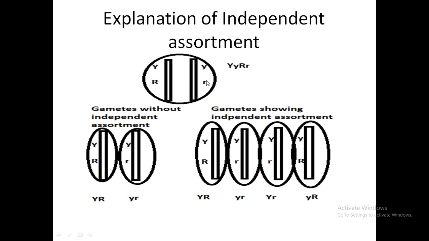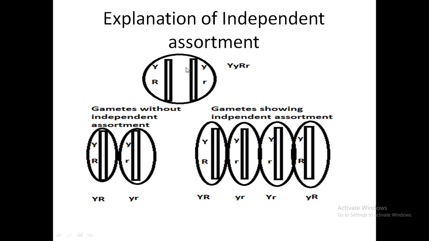When that happens, suppose this recessive allele small r moves to this chromosome. Then this dominant allele will move to this chromosome. Then what happens in one gamete? If that happens, one gamete has this dominant allele and this recessive allele. Then you will get this gamete, capital Y, small r.